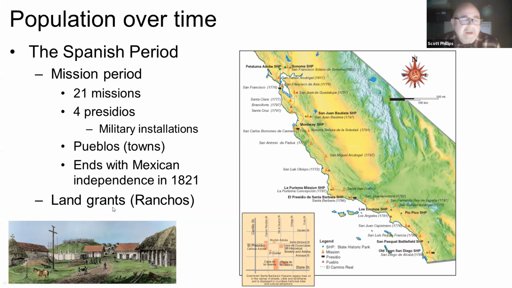ranchos or land grants. These are where the government, to pay somebody, gives them a plot of land within a territory.